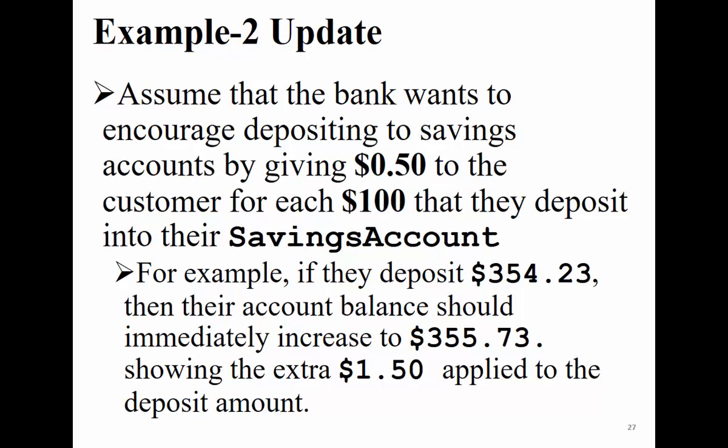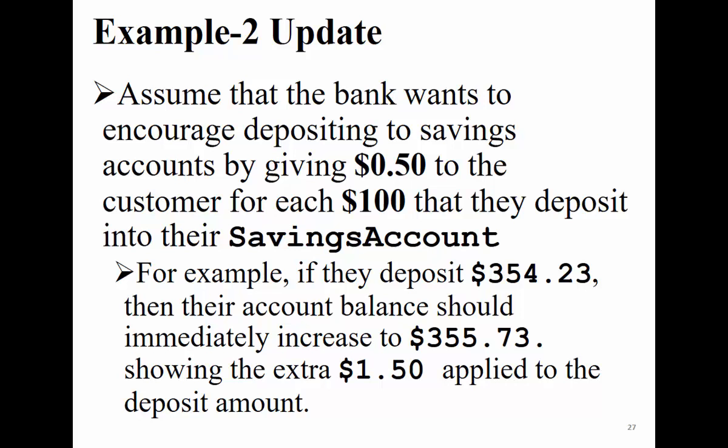Now, back to the bank account example. You visit the bank again, the second time or third time, and they tell you, okay, now we need to encourage the deposit. Whenever you deposit $100, we're going to give you $0.50 free. So if you deposit 354.23, that will be 355.73. So we give you 0.5 for each $100. Okay? How can we do this?